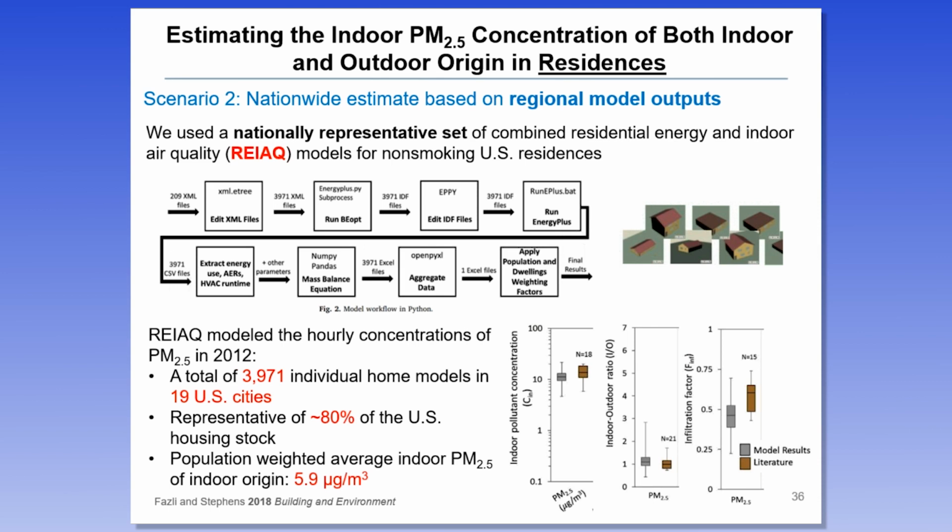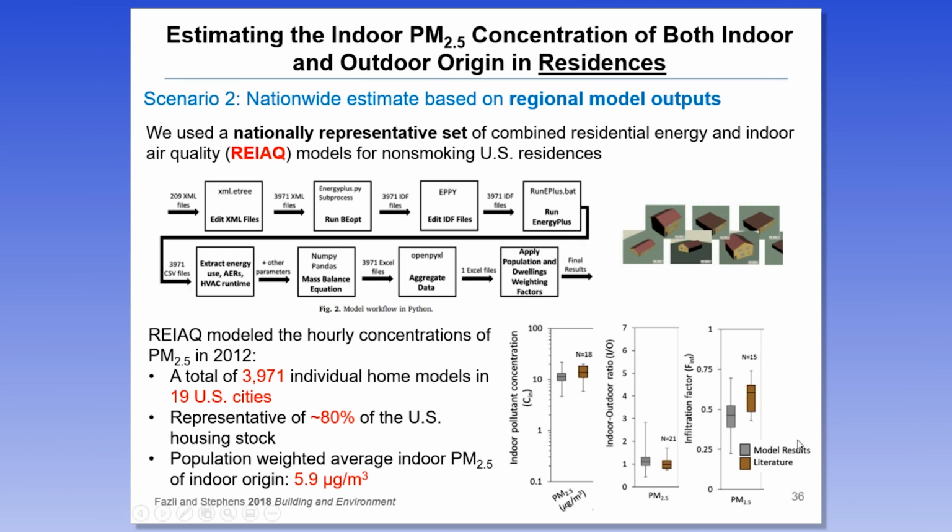In the second scenario, we rely on a regional model output, which comes from a nationally representative set of combined residential energy and indoor air quality models for non-smoking residences in the United States. This research was done by the Illinois Tech group last year, and it was an interesting study because they considered a total of almost 4,000 individual home models in 19 United States cities. These models represent about 80% of the whole United States housing stock. They reported the indoor concentration of PM2.5, the indoor-outdoor ratio, and also the infiltration factor for different regions in the United States. They came up with a population-weighted average of indoor PM2.5 of indoor origin equal to 5.9 micrograms per meter cubed.